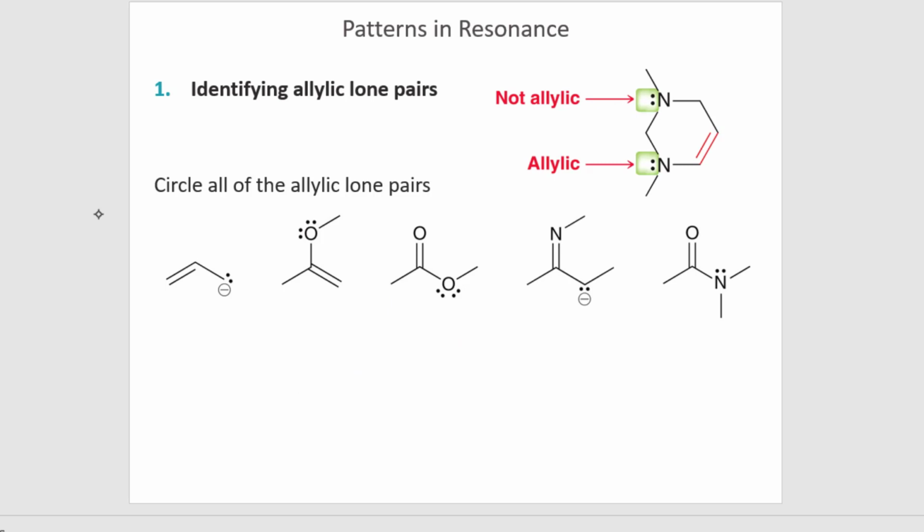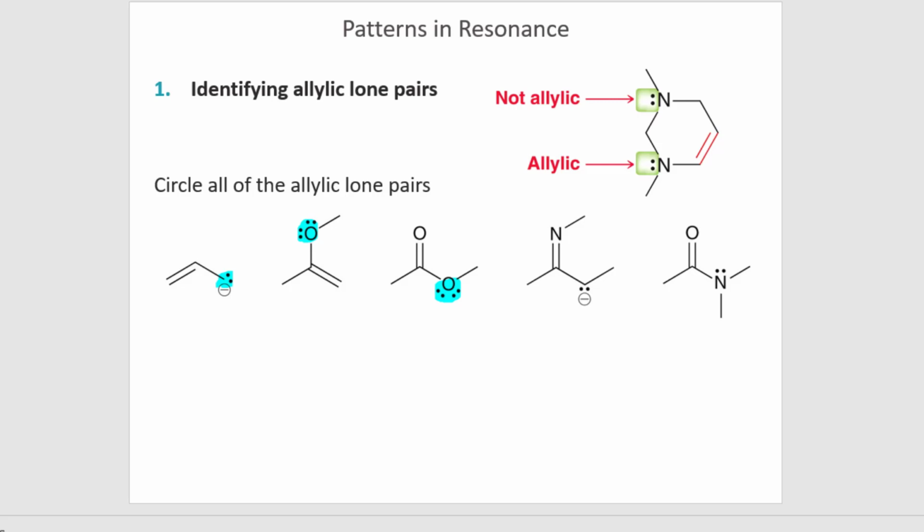So the first one is whenever you have a lone pair on an allylic position, that lone pair can participate in resonance. So circle all the allylic lone pairs. So you've got the double bond. If you find a lone pair on a carbon next door to a double bond, or on an atom next door to a double bond, you're good. Double bond, carbon with a lone pair. Double bond, atom next door has a lone pair.